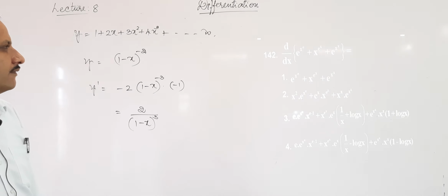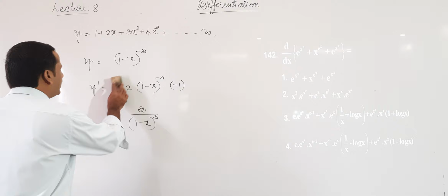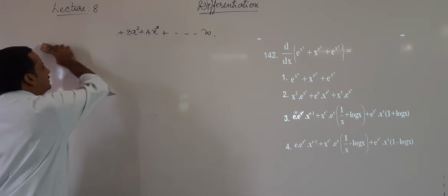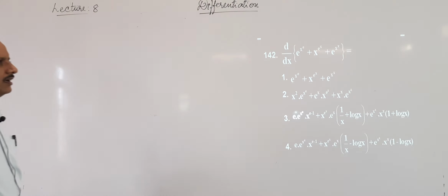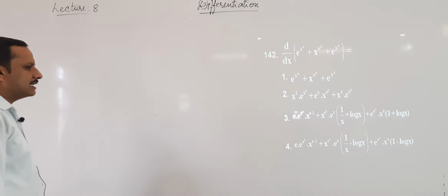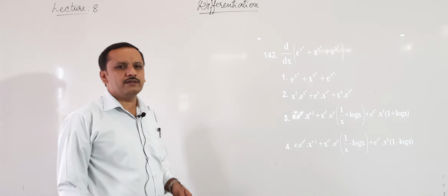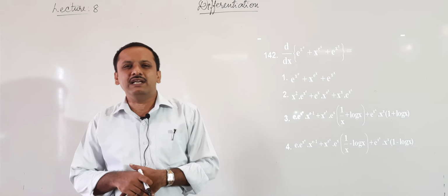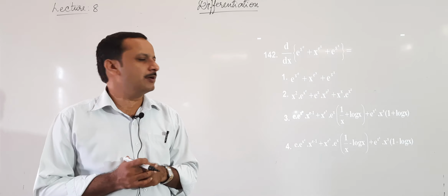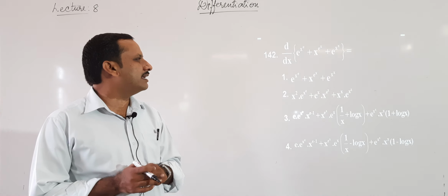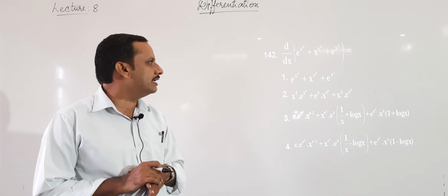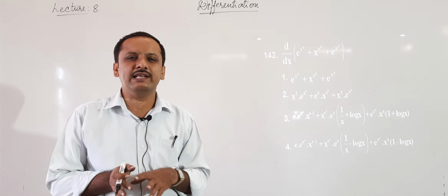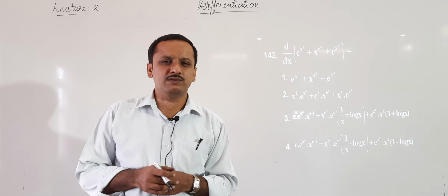Then 142. dy by dx of e power (e plus x power e power x) and plus e power x. Okay, here we have to find the derivative of the sum of these three functions. I will treat this problem as three separate problems. I will consider e power x power e, x power e power x and e power x separately, and I will differentiate all three separately, and finally we will add those three derivatives to get the answer.